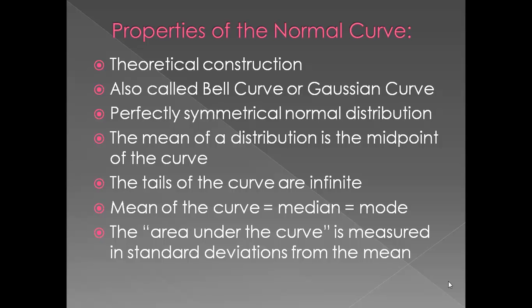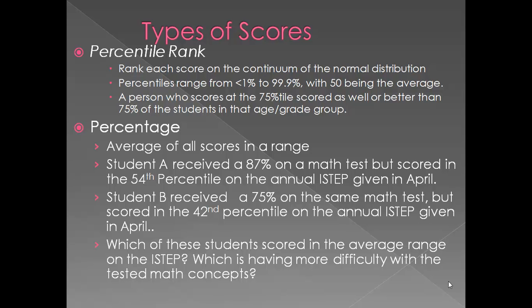The mean of the curve equals the median, which equals the mode. Now, I know after discussing how the median and the mode are different, it's difficult to really explain that sometimes they are seen as the same. The area under the curve is measured in standard deviations from the mean. So the mean is actually where we're the most interested, okay? And you'll see what I'm talking about.